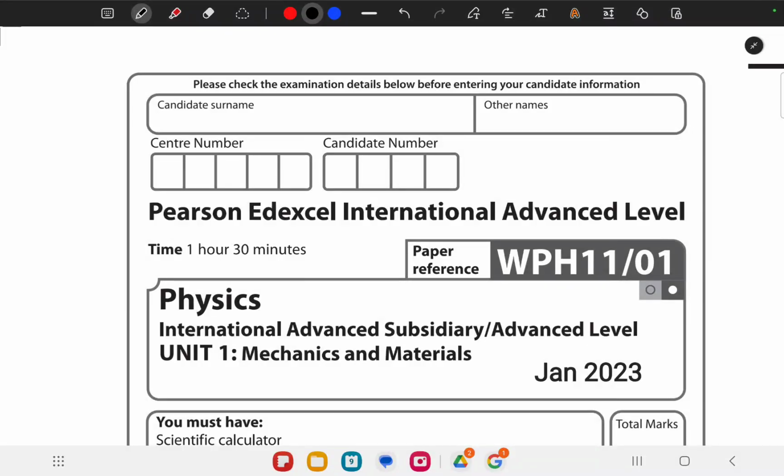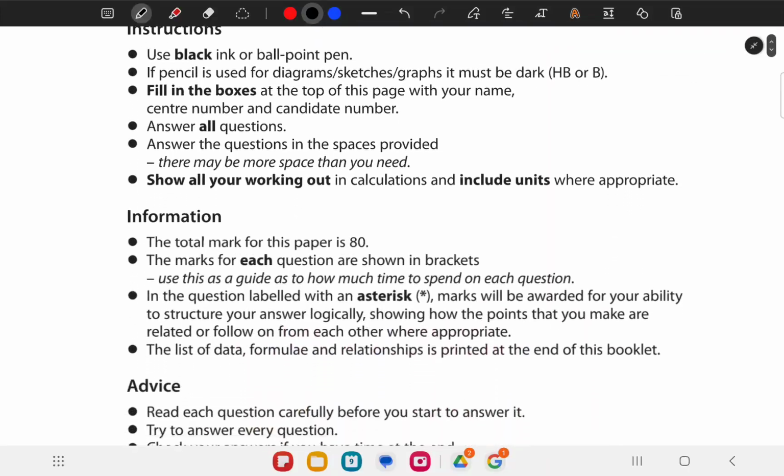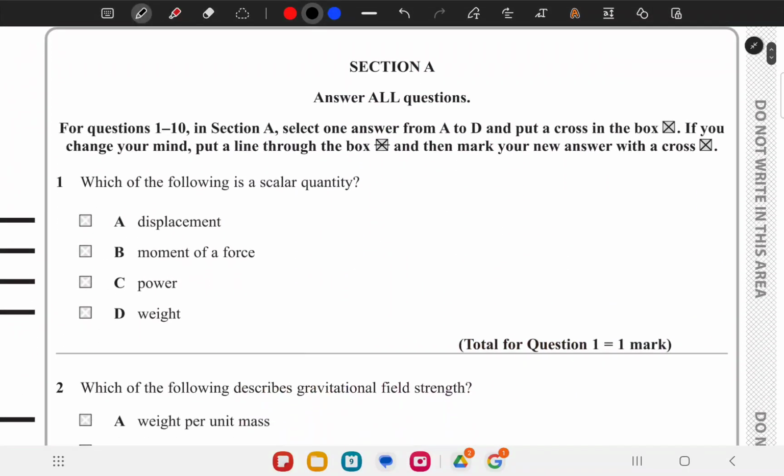Welcome to Mathematics. Today we'll be solving the Pearson Edexcel IAL January 2023 paper of Physics Unit 1. In the first question, we have to find which of the following is a scalar quantity.